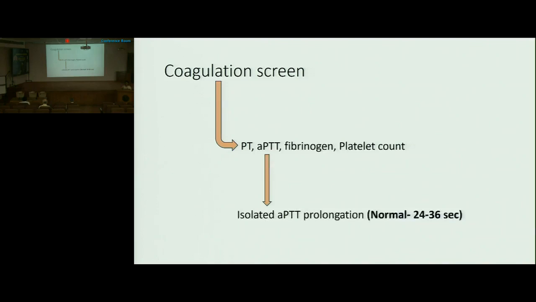So let's take a real-time scenario. When a patient approaches a laboratory or a clinician with easy bruisability and other bleeding history, the first thing to be done here is coagulation screen, which comprises PT, APTT, fibrinogen, and the platelet count. So we have done this, and the patient is now showing only the APTT prolongation. So what do we have to do further here?